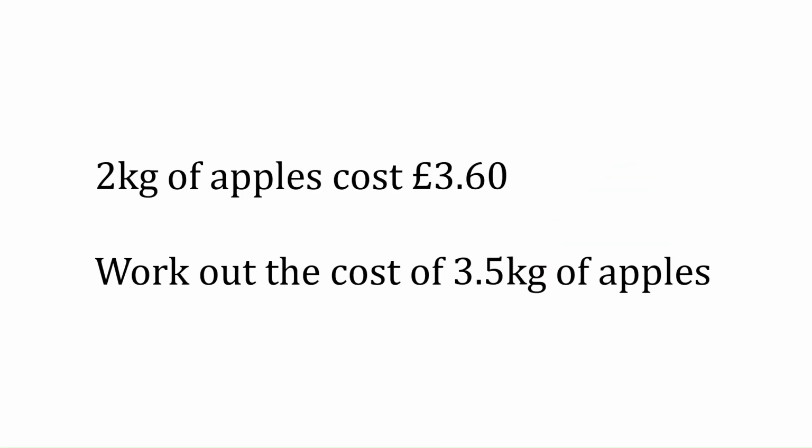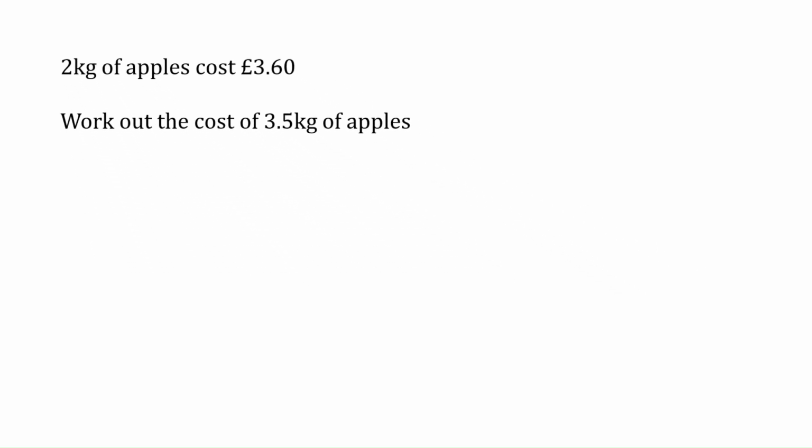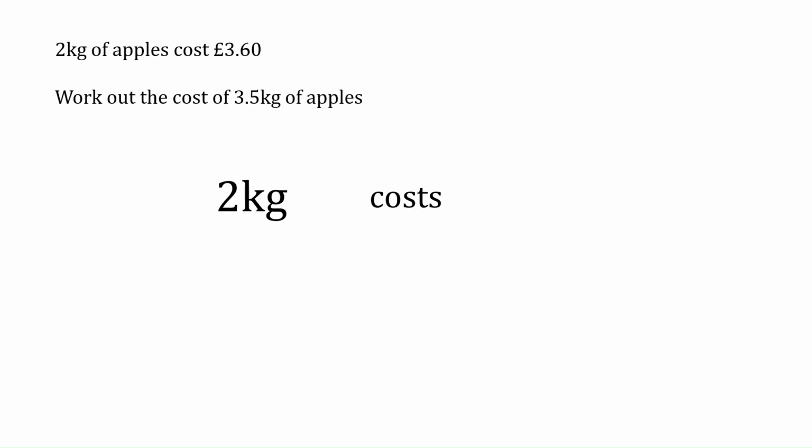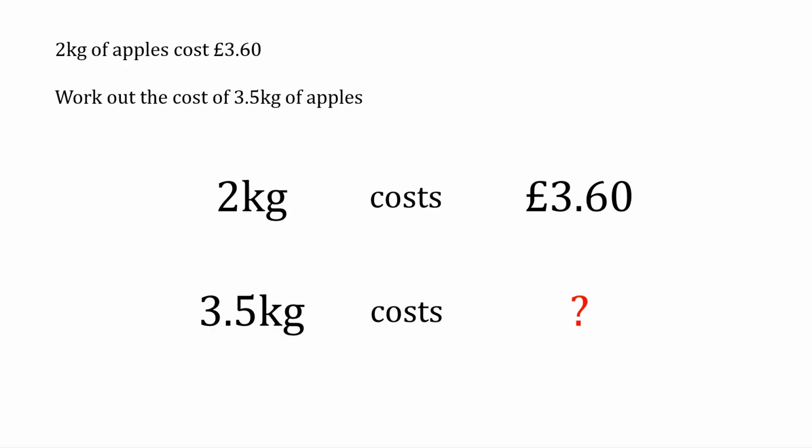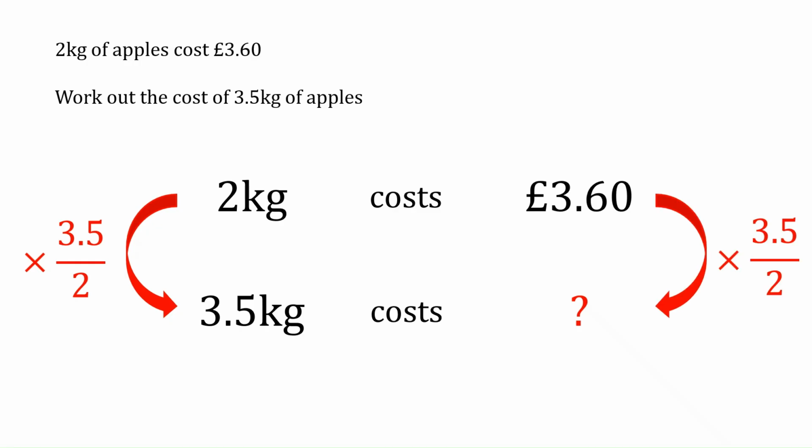Let's do a typical GCSE example. 2 kilograms of apples cost £3.60. Work out the cost of 3.5 kilograms of apples. So what we're saying here is that the more apples we buy, the more we're going to pay. Cost is therefore directly proportional to the weight. We can work out how much our weight has gone up by and scale our cost up by the same amount. So we've gone from 2 kilograms to 3.5 kilograms, so we've scaled up by 3.5 over 2. So we can times £3.60 by 3.5 over 2 to get our final answer.